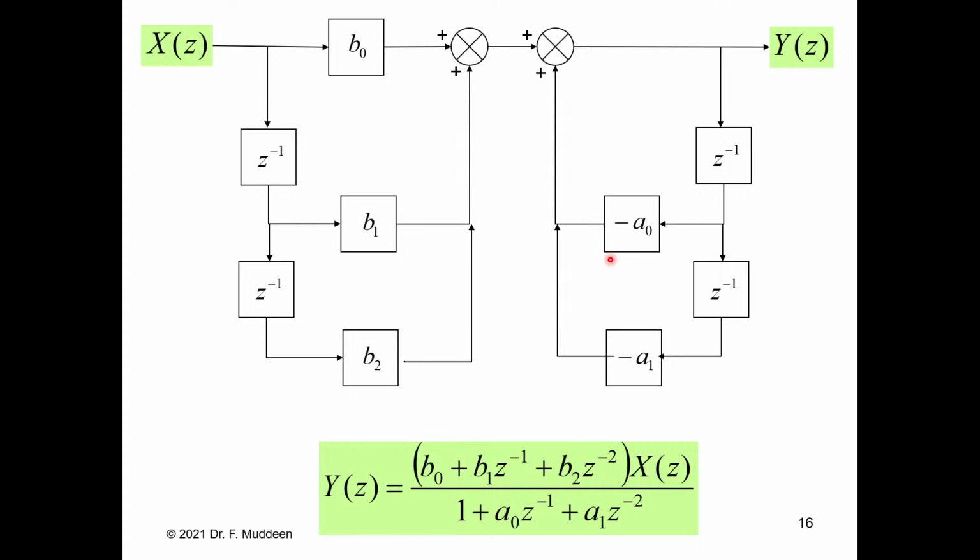Now we see here that for a0 and a1, our signs in the block diagram are negative. And you may be wondering, okay, why are these negative? So just keep that in mind. We want to get to that eventually in the lecture as to why those signs here are negative in a little bit.